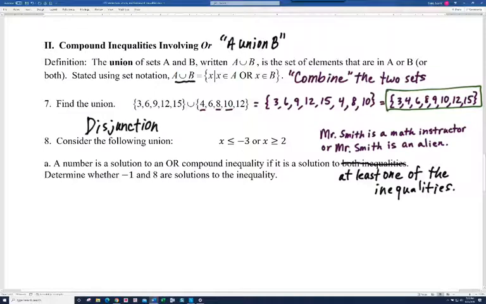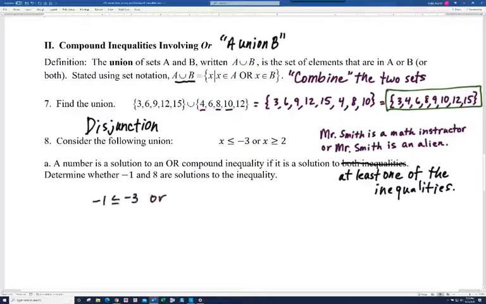All right, so it's the same with an inequality that's an or, a disjunction. As long as the solution works to at least one of the inequalities, then it satisfies the disjunction. All right, so determine whether -1 and 8 are solutions to the inequality.